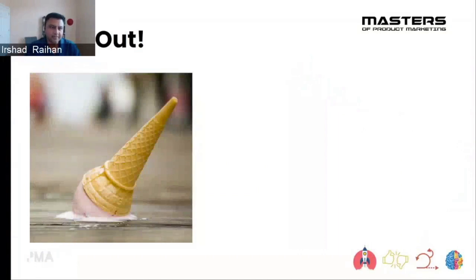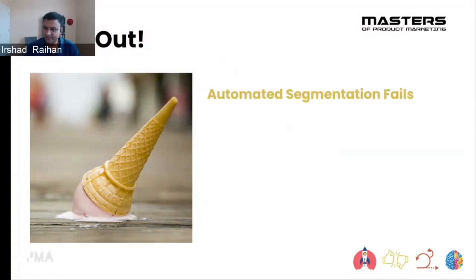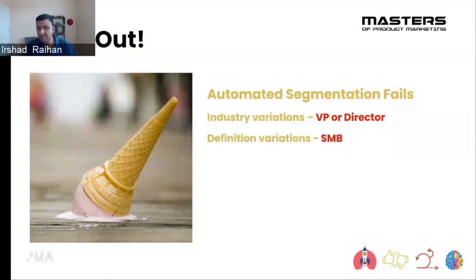All right, let's have some fun here. So, we talked about automated and MarTech and things like that, but I've seen some hilarious automated segmentation fails over the years, and I thought I should share that with you. So the first one is industry variations, right? As you rely on third-party data, just know that a VP at one company could have vastly different purchasing criteria and influence than even a director at another company.